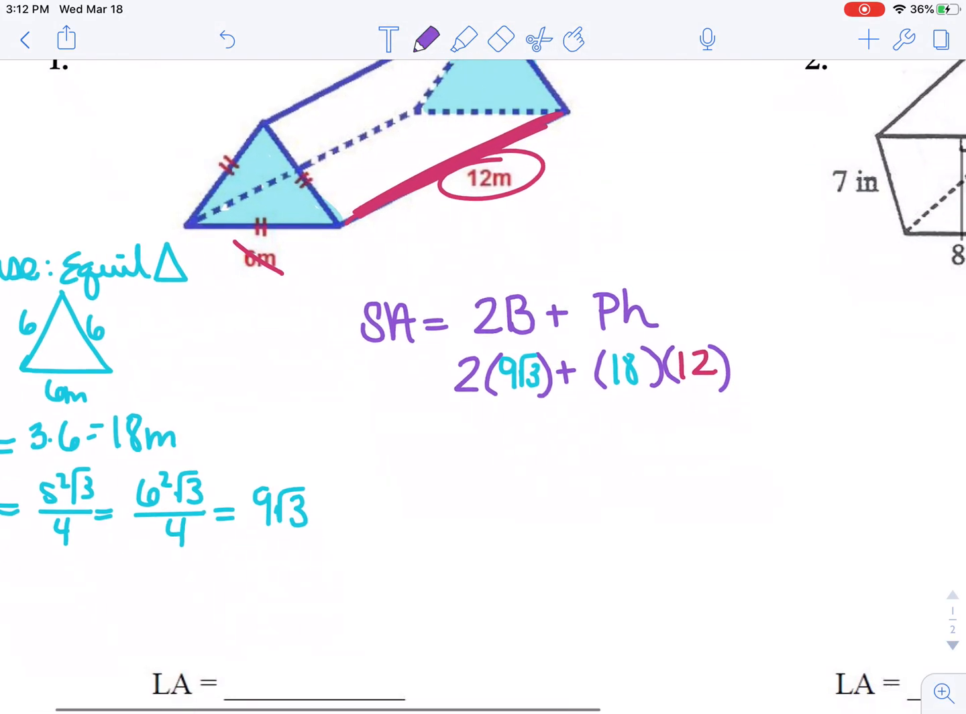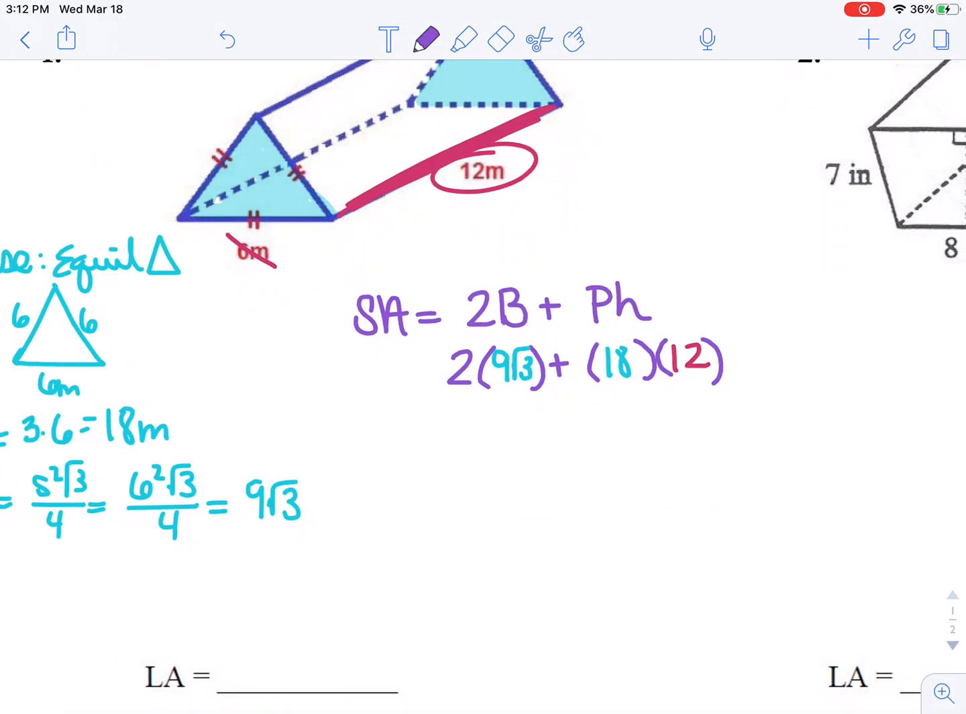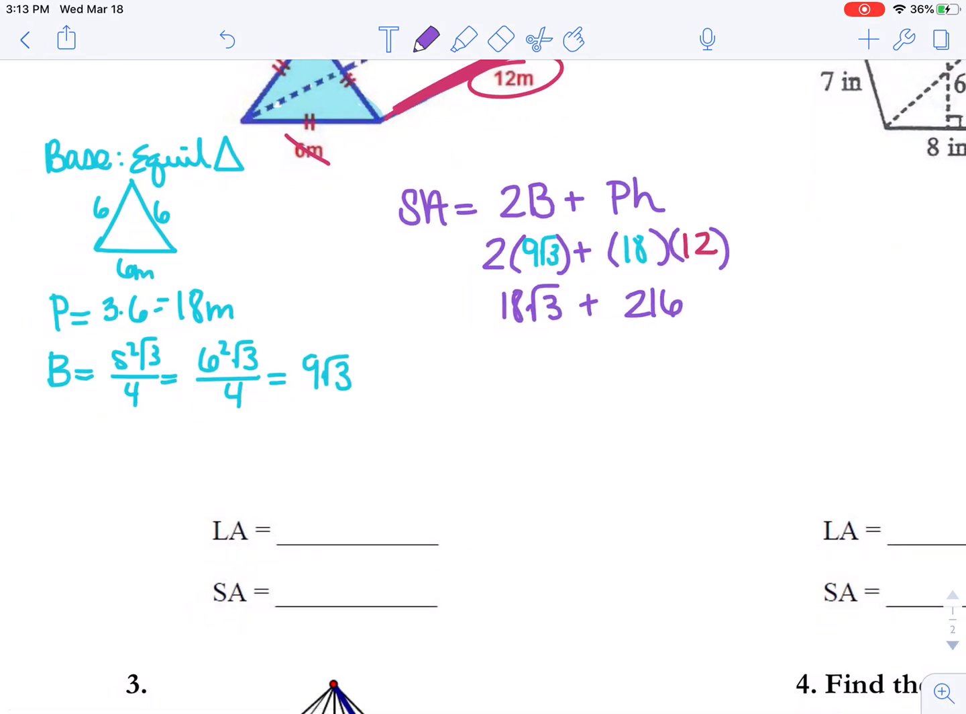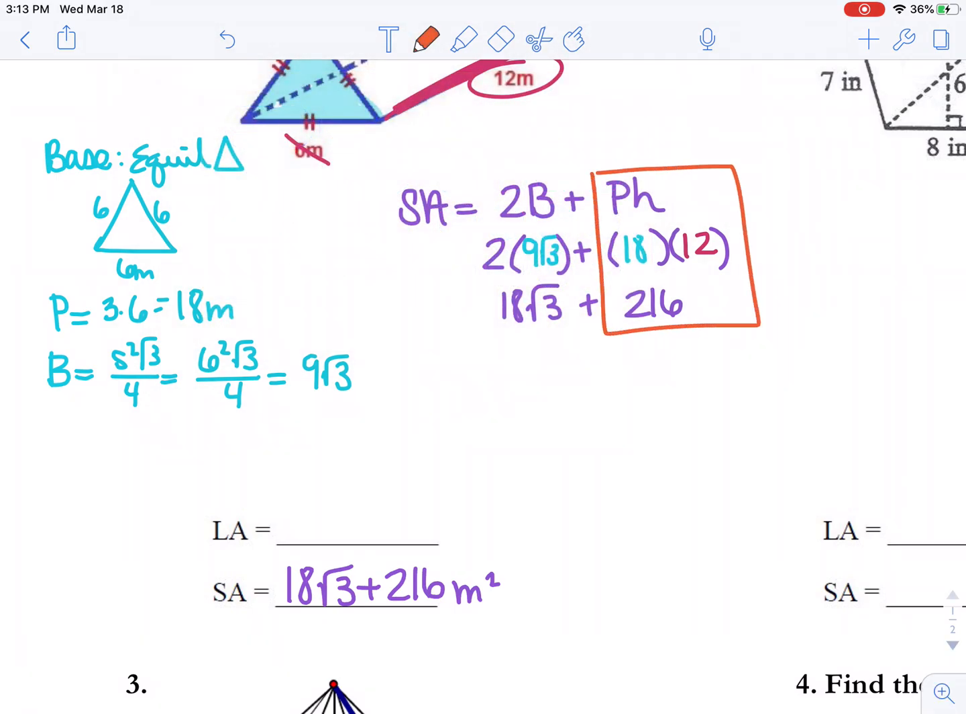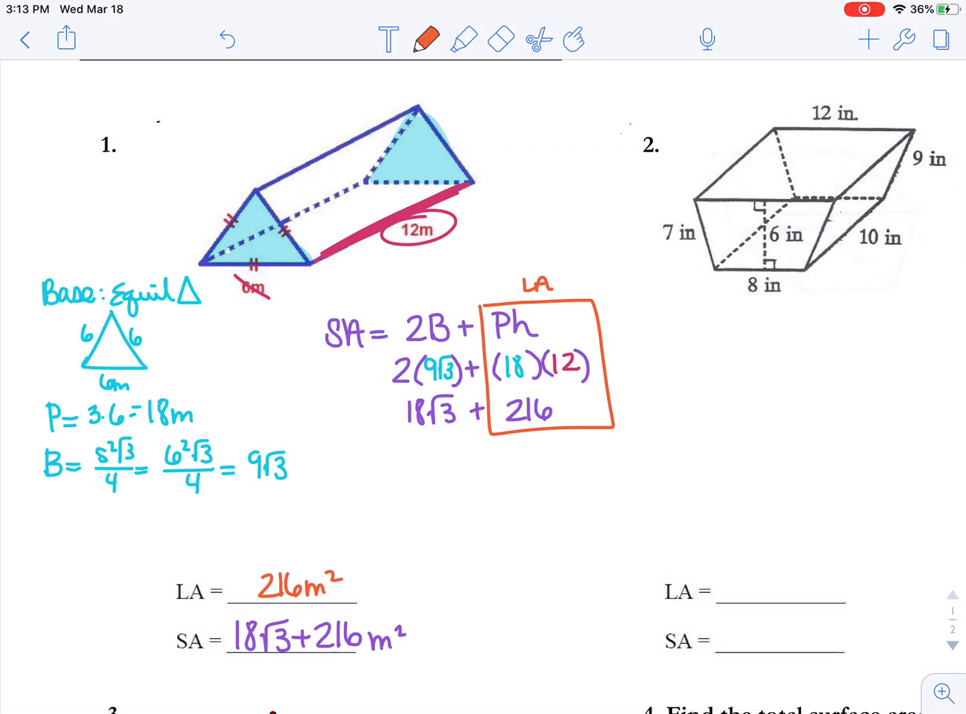So now we have all of the variables plugged in with their values, and now we can compute. 9 times 2 is 18 root 3. 18 times 12 gets us 216. We can't combine these because the root 3 is different, they're not like terms, if you will, so we're going to keep them separate. So our total surface area is 18 root 3 plus 216. This is square meters. They did have an answer blank for the lateral area, so it's super easy for me to go back, identify my lateral area as 216 square meters. All right, let's see how number 2 goes.